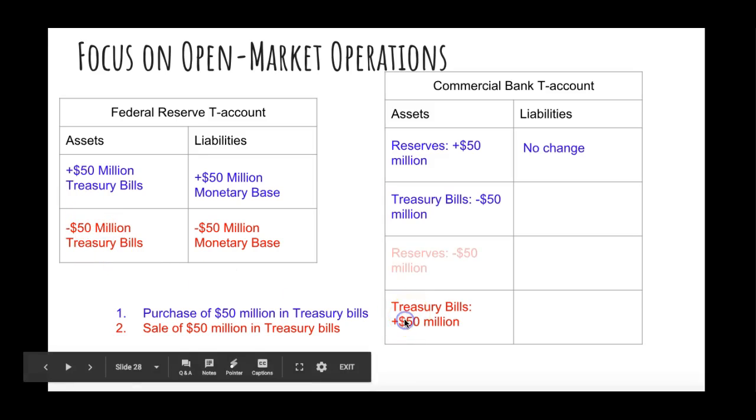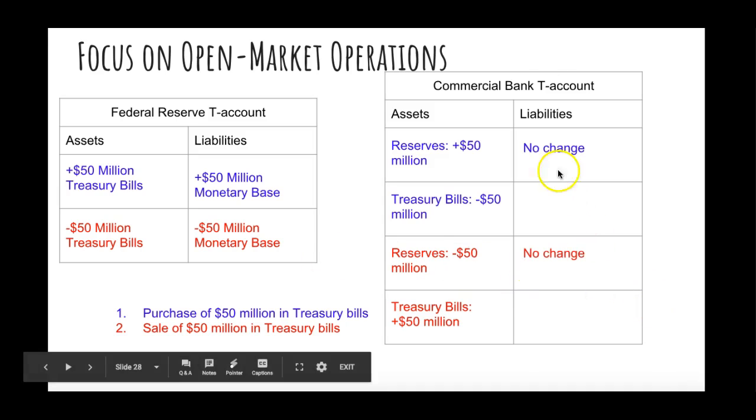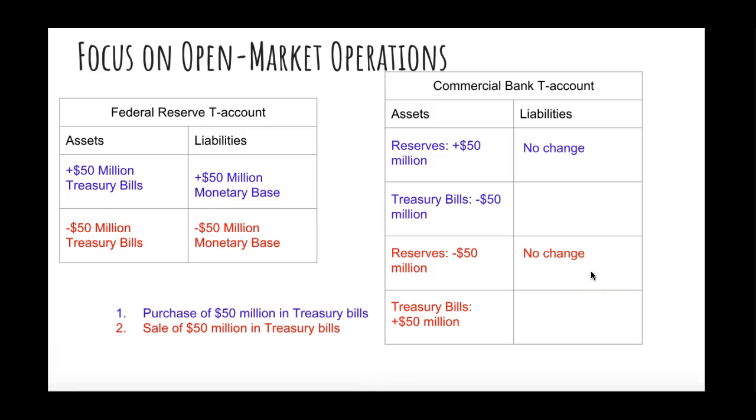And in order to pay for them, okay, the reserves are 50 million less, which means the reserves are 50 million less over here, which is the monetary base. I should have labeled that as reserves as well. Okay, hopefully that makes sense. And keep in mind there's no change over here to liabilities for the commercial banks because deposits didn't change and our loans from the Fed did not change either.